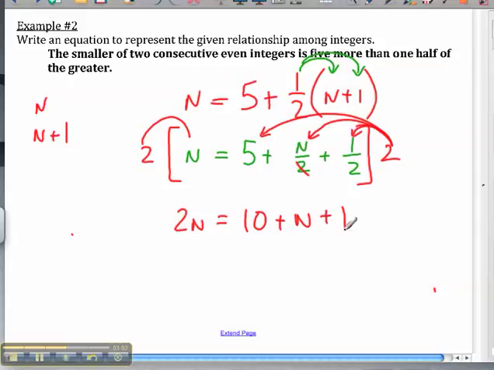So Edward, now that I've distributed, I've gotten rid of the fractions, right? What would you do now? Remember, I always simplify before I solve. 2n equals n plus 11. Edward combined the like terms, which he should. Now I think I have simplified. Ben, where would you go from here?